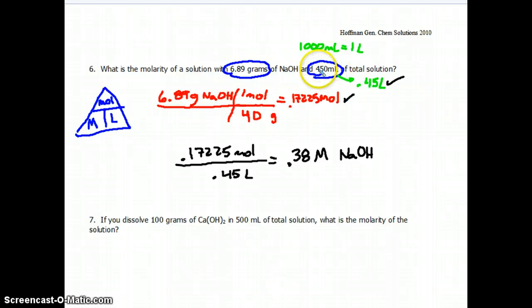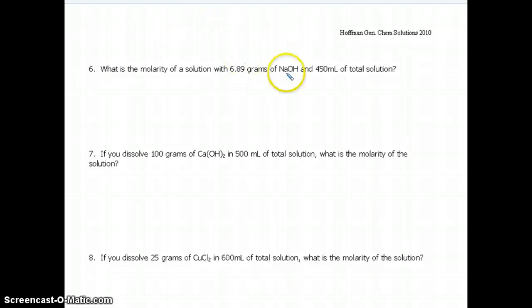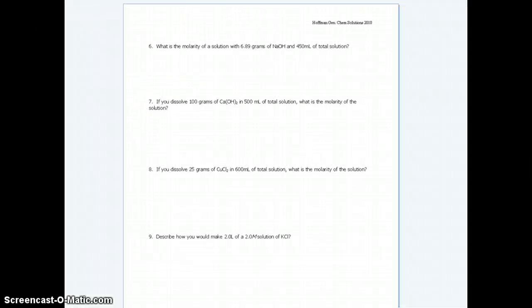But what if it's the other way around? What if you have to go backwards? What if you're given molarity and liters and you have to figure out how much you have to go over to the balance and actually put there? So now we're going to look at number 9, if I can find it here. Let me unzoom. Number 9, all the way down at the bottom of the page. There we go.